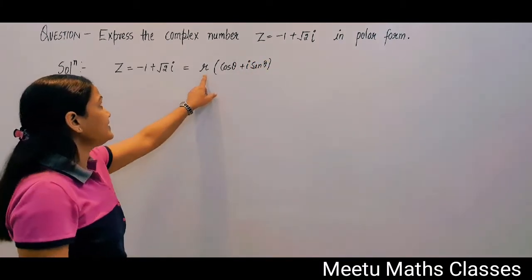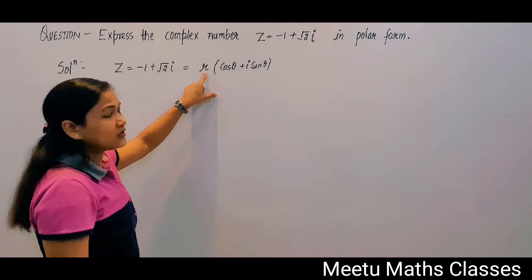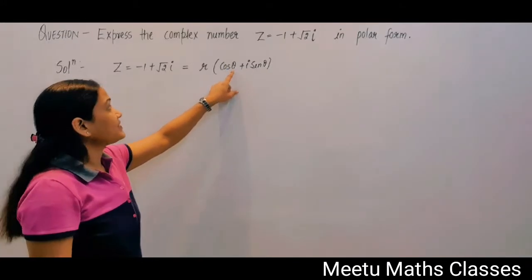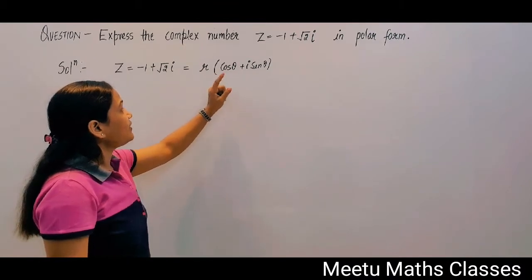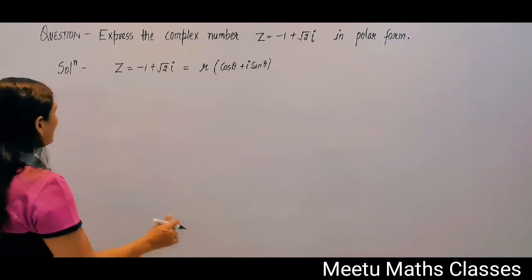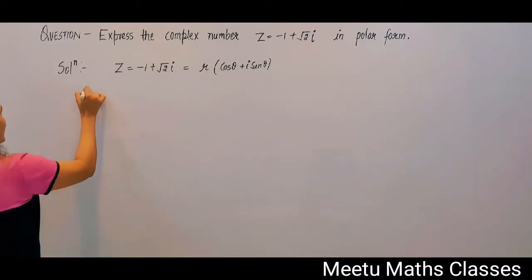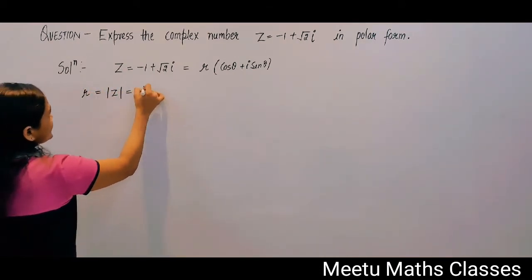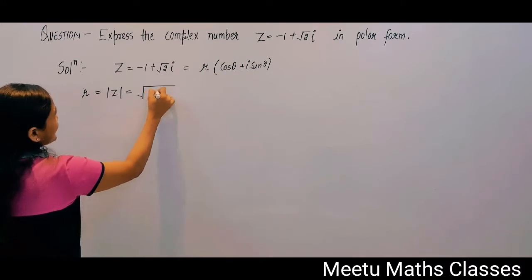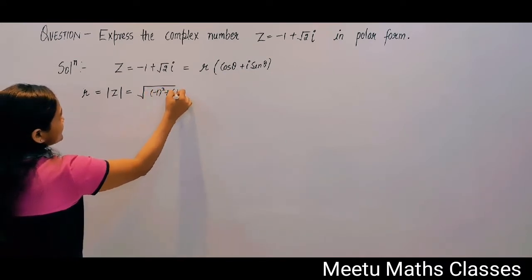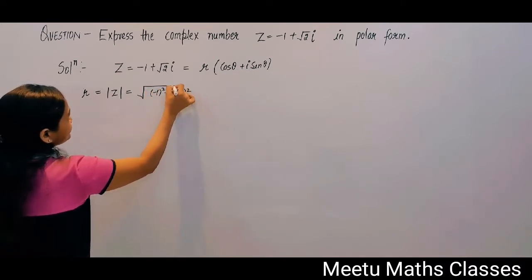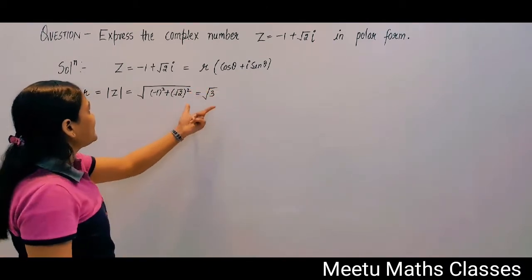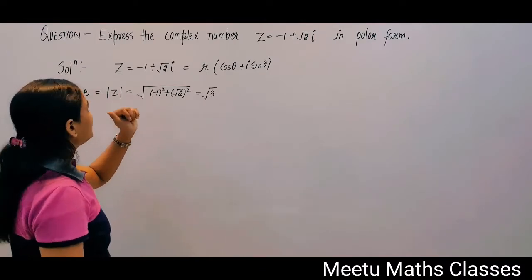r stands for the modulus of a complex number and theta is the argument of the complex number. So we first try to find out these two quantities. First take r. r is the modulus of z, and that is equal to the square root of (-1) squared plus (√2) squared, which is equal to √3, and √3 is the modulus of z.